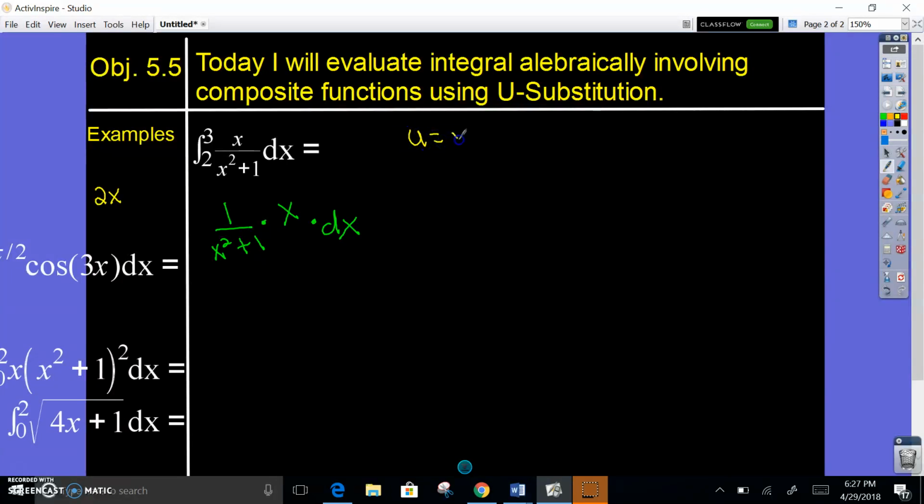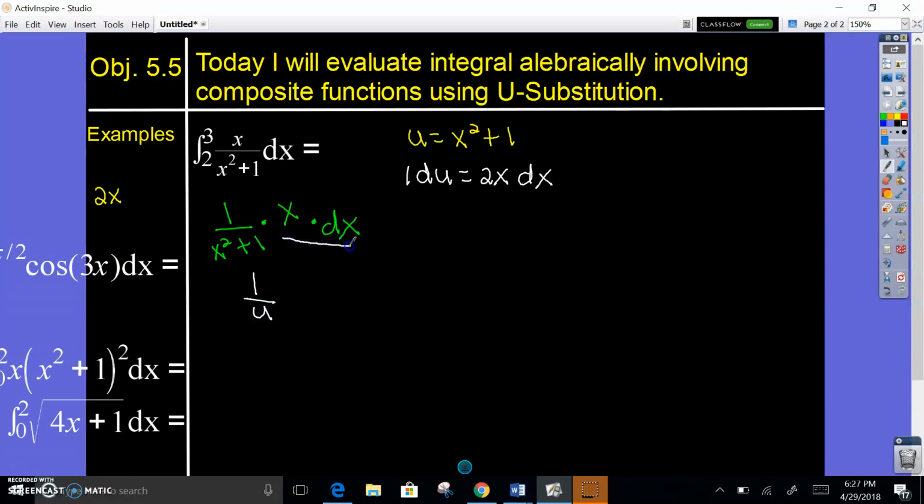So let's go ahead and get started. U equals x squared plus 1. Now the first thing we're going to do is take the differential of both sides. So the derivative of u is 1 times du. We're now going to take the differential of x squared plus 1, which is 2x times dx. Now, when I go back to my expression here, I'm going to be able to replace this with u. X squared plus 1, the entire expression, is just going to become u. So that's going to be 1 over u.